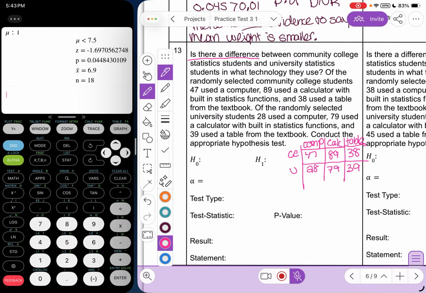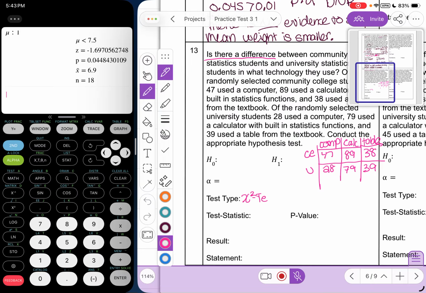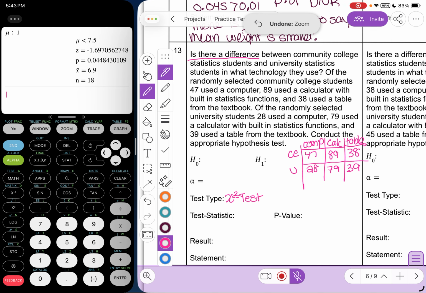So they're asking, is there a difference? They're giving us a big table. So that tells us that we're going to do the chi-squared test. One, it has too much data to be one sample or two sample. And they're saying, is there a difference? So the "is there a difference" question is what tells us that. So our H0 is that they're the same. Our H1 is that they're different. It doesn't give us a level of significance, so it's 0.05.